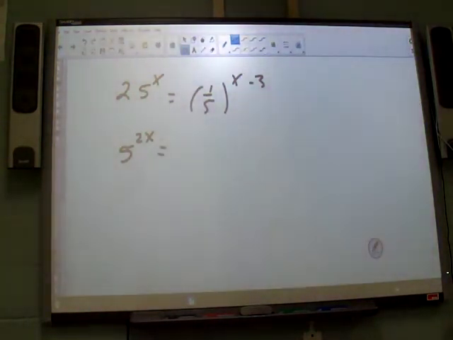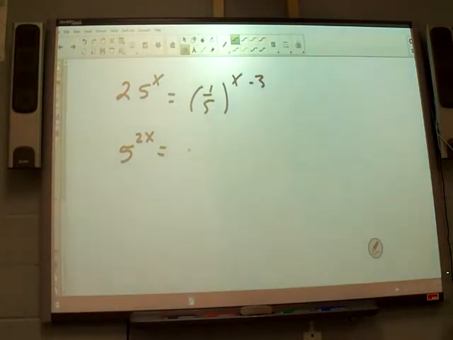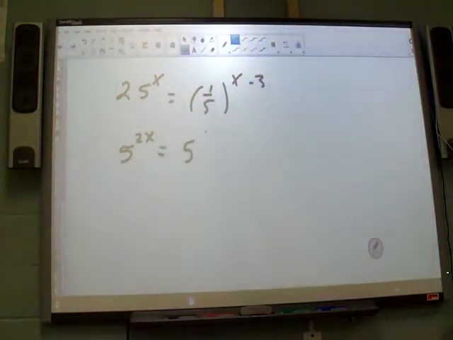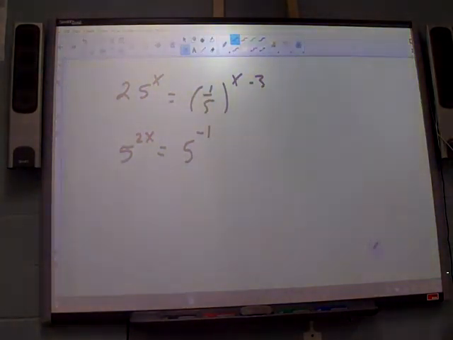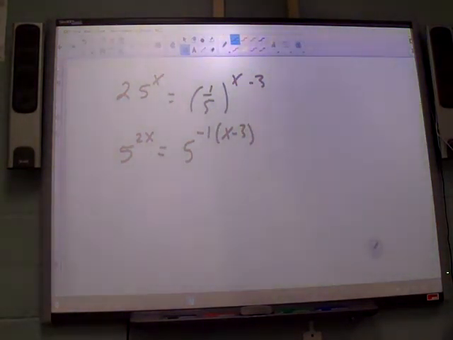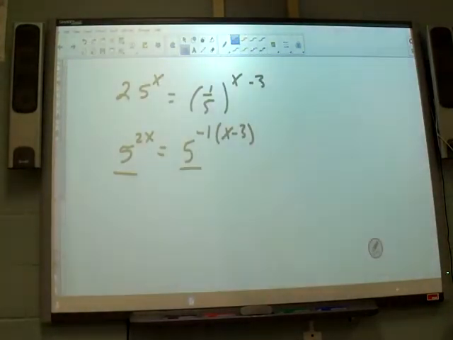Now 1/5, if I want to make that a 5, I need to take the reciprocal, and the exponent that takes the reciprocal is a negative. So I'm going to put a -1 up there, and then I'm going to bring down that x minus 3. So 1/5 is the same as 5 to the -1. Since 5 equals 5, that means you can just work it out.